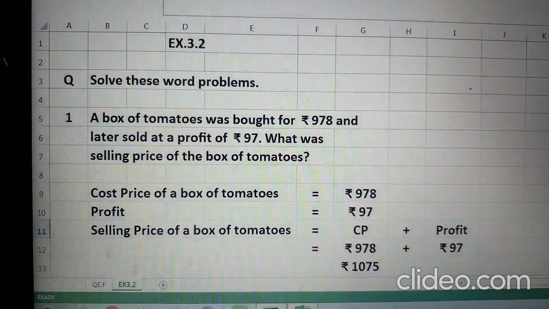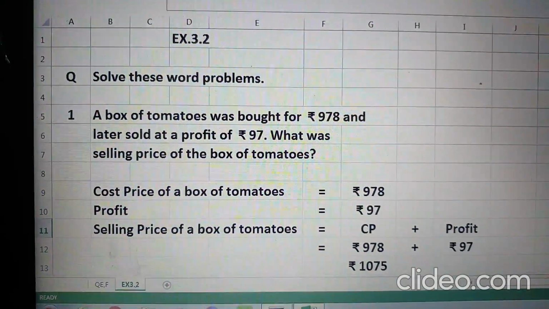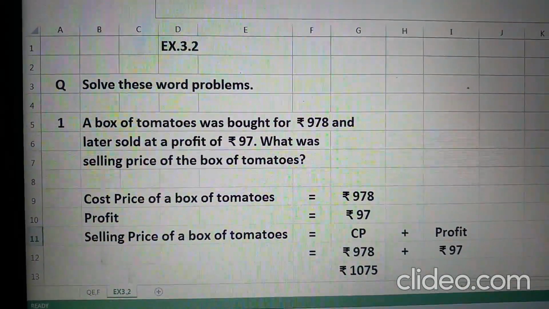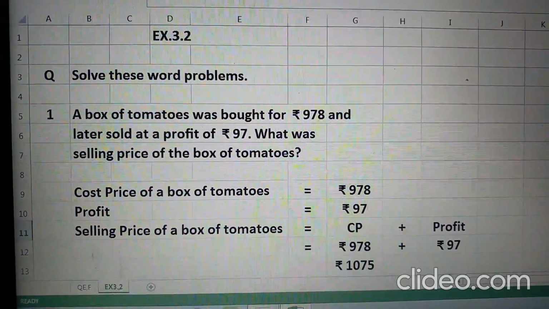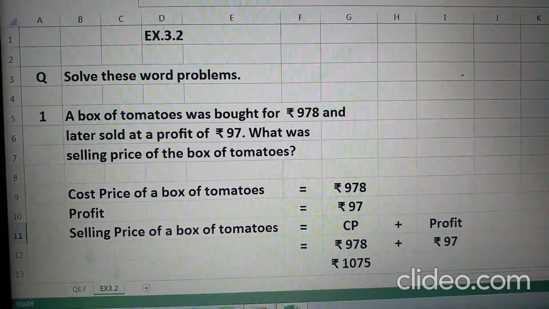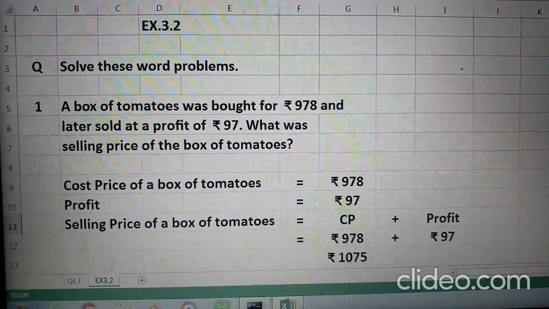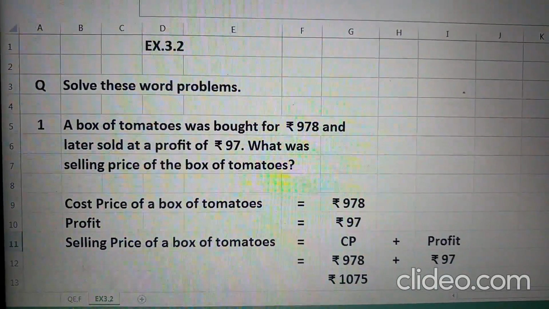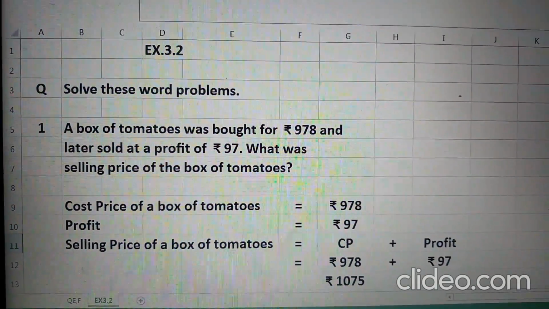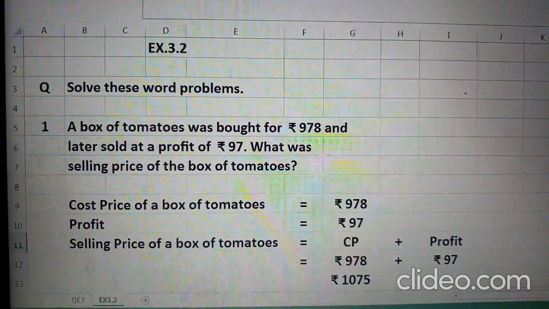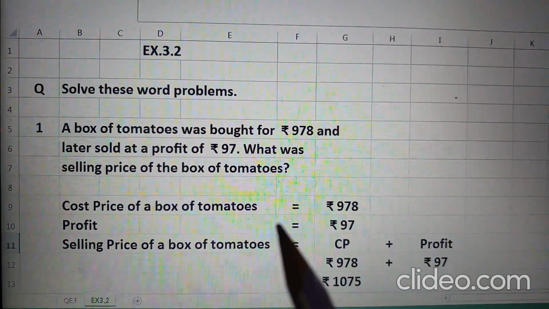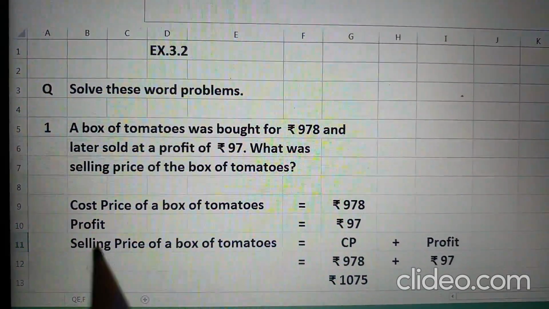Now we will start exercise 3.2 and the question is solve these word problems. And the first one is a box of tomatoes was bought for rupees 978 and later sold at a profit of rupees 97. What was the selling price of the box of tomatoes? Children, the purchase price of the box of tomatoes is given, profit is given, you have to find out the selling price. So how to do?